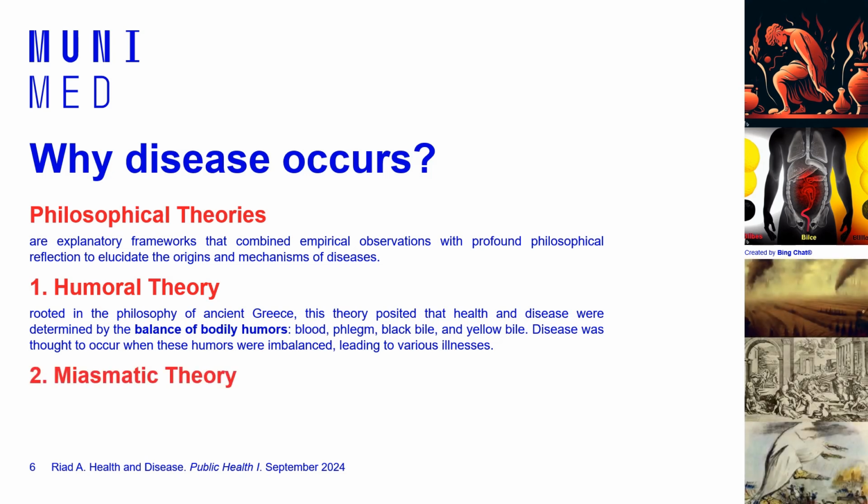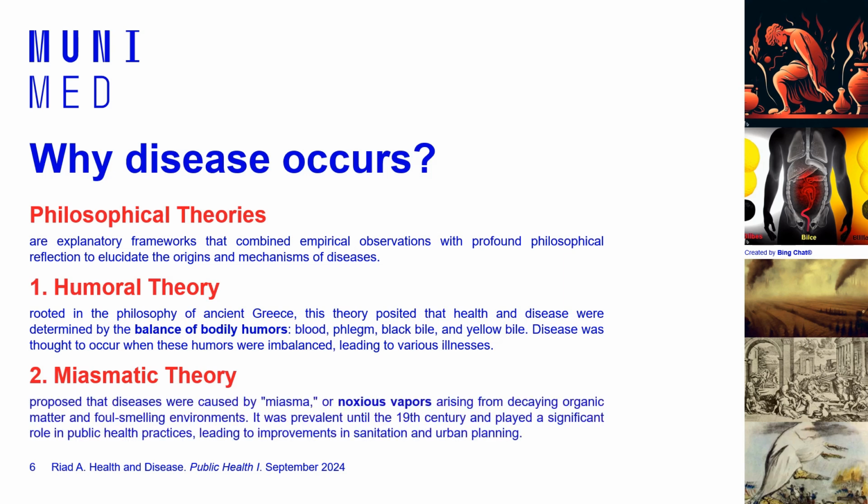Then the second theory from this time was called the miasmatic theory. And the miasmatic theory explains diseases as a result of bad air. So miasma in Latin is the noxious vapors or the bad air or the bad smell. So this bad smell or bad air happens and it leads to mass deaths in the societies or communities. This theory was one of the most surviving theories because it was prevalent and adopted until the 19th century.